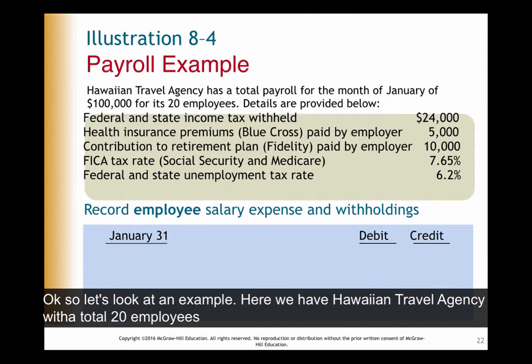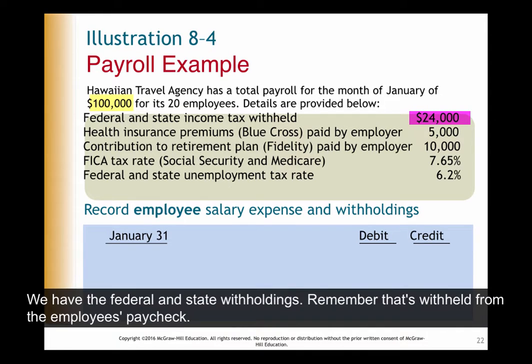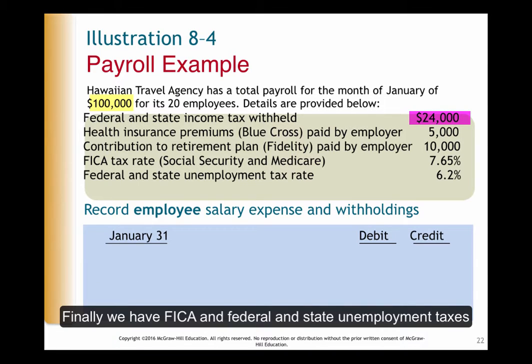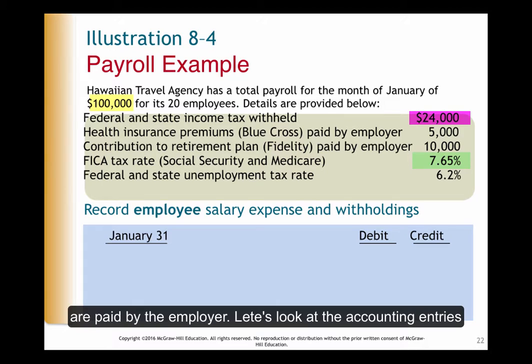Okay, so let's look at an example. Here we have Hawaiian Travel Agency with a total of 20 employees, and in the month of January, the gross pay is $100,000. So what kind of deductions do we have? We have the federal and state income tax withholdings of $24,000. Remember, that's withheld from the employees' paychecks. Health insurance and contribution to the retirement plan are both paid by the employer, so there's no payment by the employee. And then finally, we have FICA, and also the federal and state unemployment tax. Remember, FICA is paid both by the employee and employer, while the federal and state unemployment tax is paid by the employer.